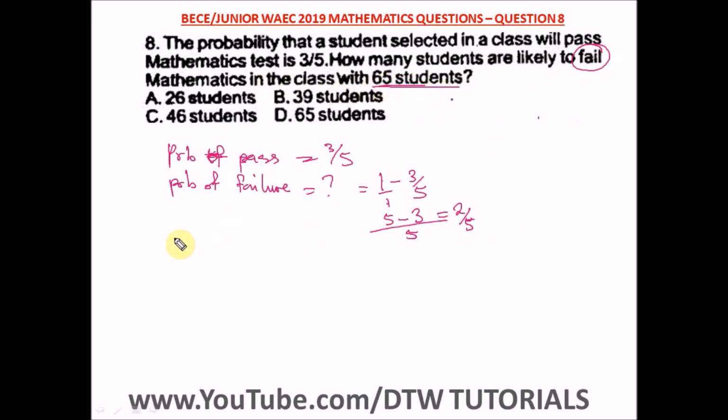So to know how many students are likely to fail mathematics in the class of 65 students, all we need to do is say 2 over 5 times 65. Okay, so 5 will go how many times in 65? 5 in 6, 1, remainder 1, and 5 in 15 will go 3 times. So we have 13, and 2 times 13 will give us 26. So we have 26 students. So this is our right answer, 26 students, and our right option here is option A.